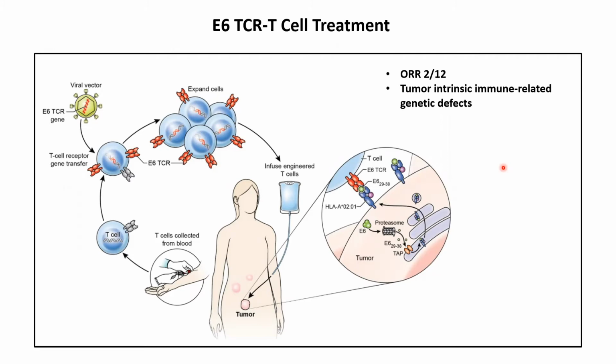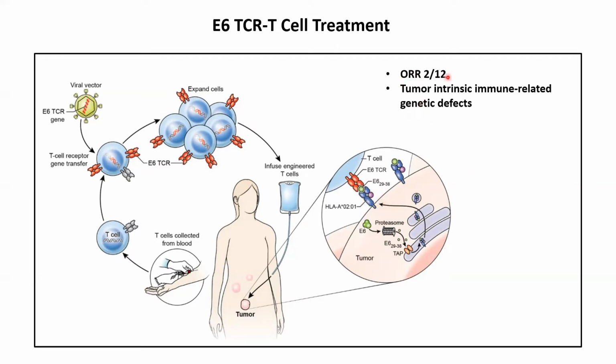And here is the first gene engineering approach that we attempted. From the patient with metastatic cancer, we obtained peripheral blood. The T cells from peripheral blood are gene engineered with a retrovirus encoding a T cell receptor that targets the E6 antigen. This is a T cell receptor that we discovered in the lab. We expand these cells and then we infuse them back to the patient. These cells target the E6 antigen by recognition of the E6 29-38 peptide presented by an HLA-A2 molecule.